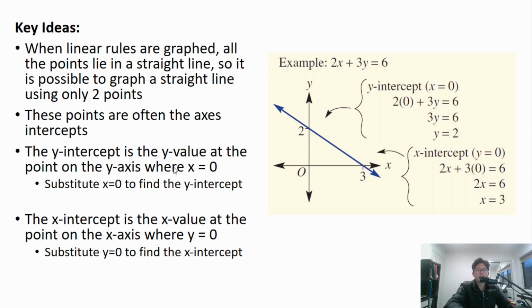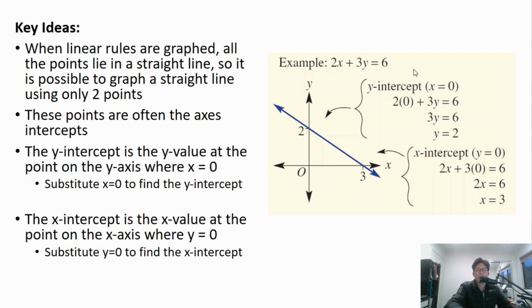The y-intercept is the y value at the point on the y-axis where x equals 0. So x equals 0 is that whole vertical line there. When x equals 0, we're going to have the y-intercept. If you have an equation, substitute x equals 0 and you'll be able to find the y-intercept. To find the x-intercept, this is the x value at the point on the x-axis where y equals 0. So y equals 0 is that horizontal part here. If you're given an equation, substitute y equals 0 to find the x-intercept.